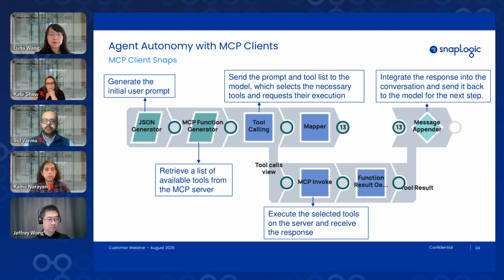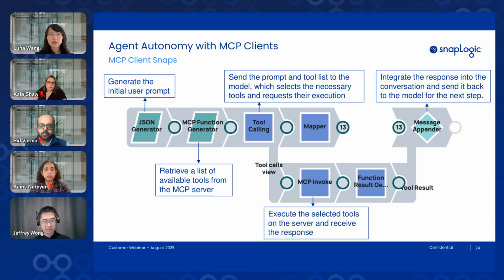Here is a general overview of how an agent uses the MCP client snaps. We first have a prompt in the JSON generator snap. And the next is the MCP function generator. It gets the list of available tools from the server and sends them to the model in the next tool calling snap along with the user prompts. The model responds by saying which tools it needs to call in order to answer the user's question.